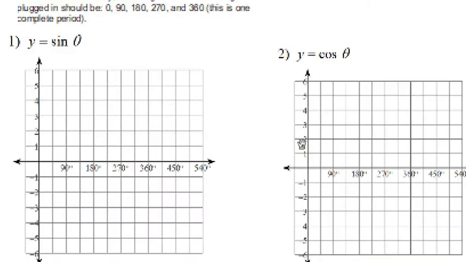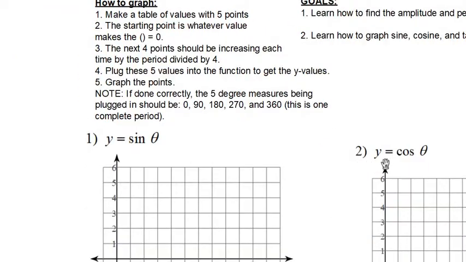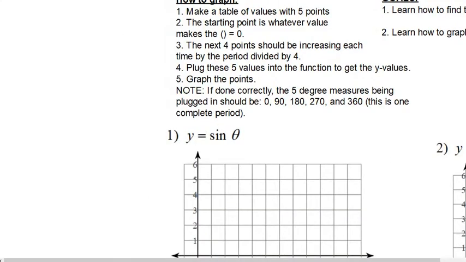So let's graph y equals sine of theta. In terms of what should be in our table of values, let me move over here so we have more space. The starting point of our table of values is going to be whatever it is that makes this thing right here 0, and that's what the parentheses means.